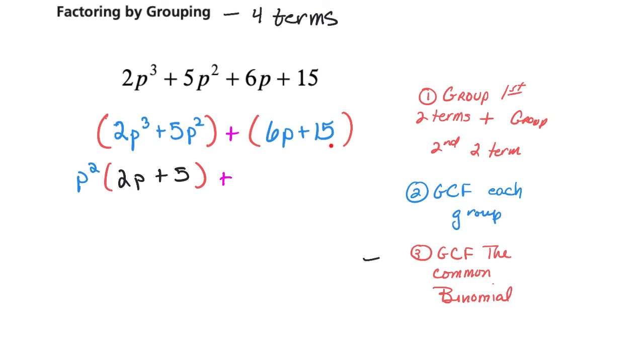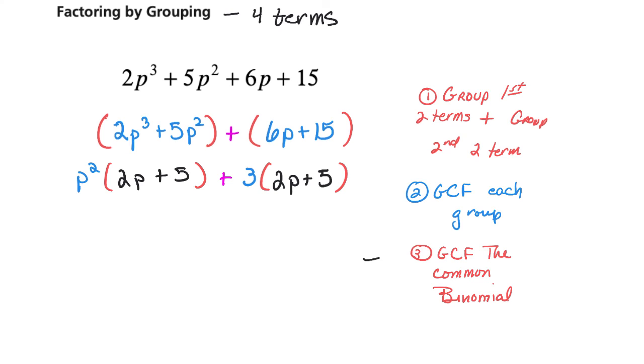And now we're going to GCF the 6p plus 15 here. So if we look at the number, 6 and 15 are both divisible by 3. We can't take a p out because they don't both have p's in them. So we'll just take the 3 out of the 6 and the 15. So we'll take that 3 out, leaving us with a 2p plus 5.